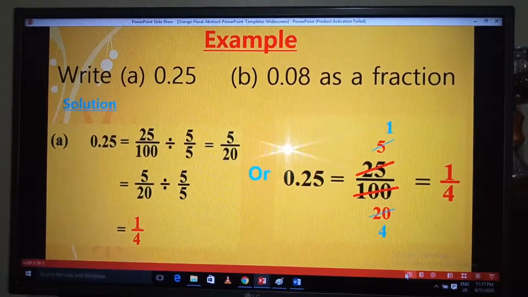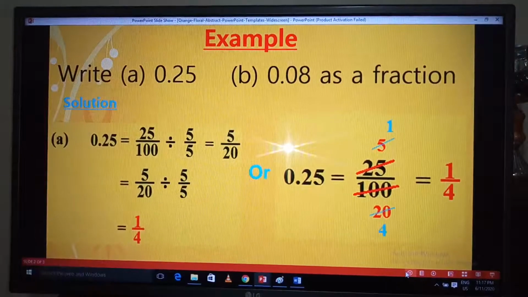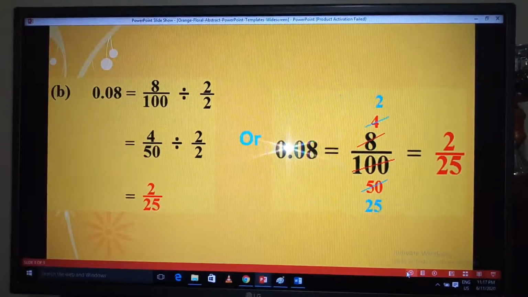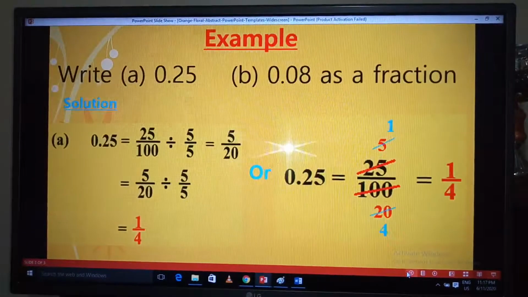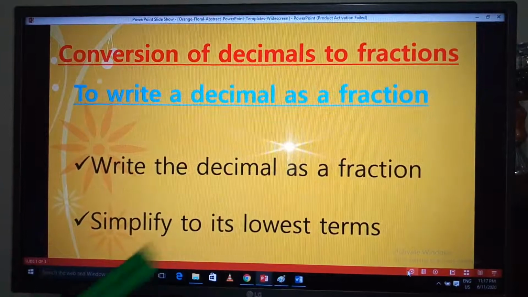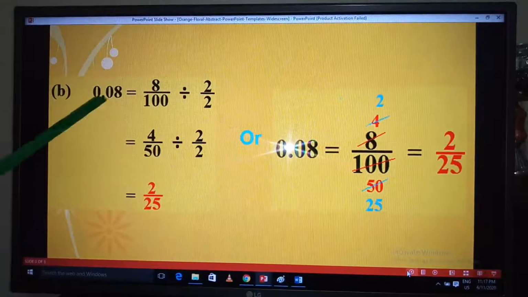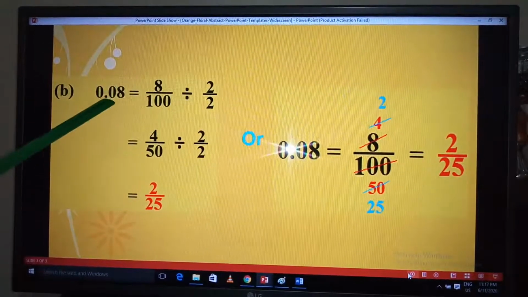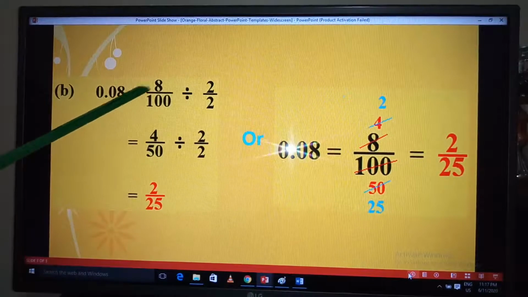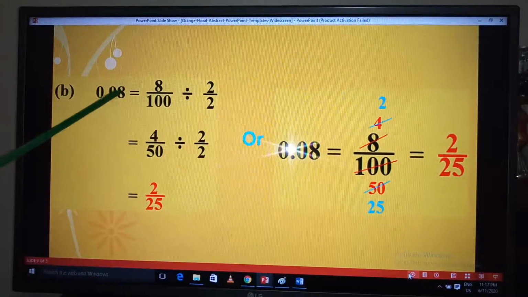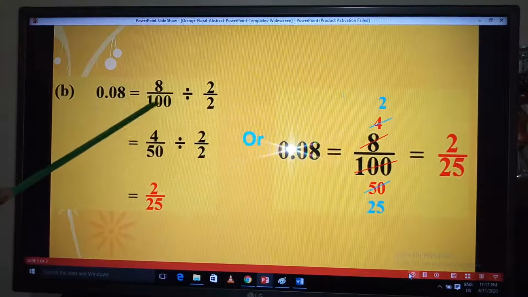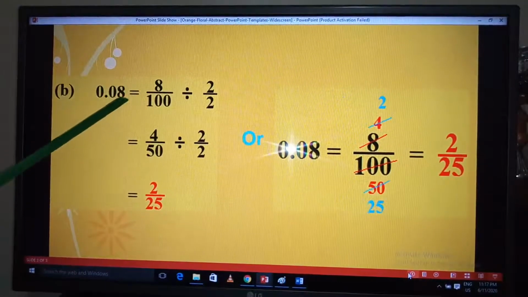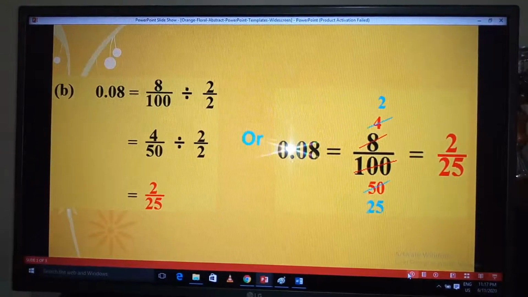My second example is 0.08. Let's see also how this goes. We saw that the first step is to write the decimal as a fraction. So our decimal 0.08 as a fraction will be 8 out of 100. Why? We pick 8, which is the number after the decimal, out of how many steps do you have after the decimal? 1, 2. So our 1 will have 2 zeros. Therefore, 0.08 as a fraction is 8 out of 100.